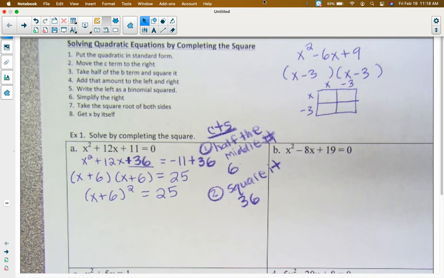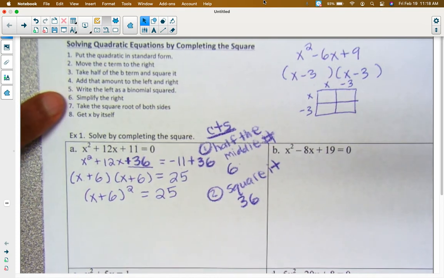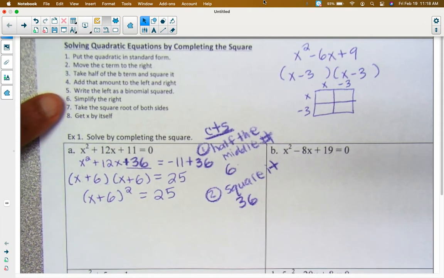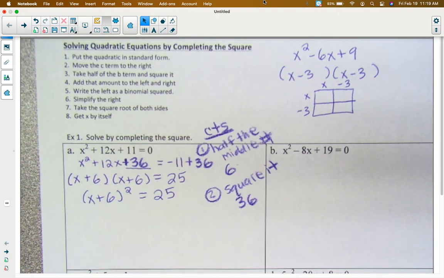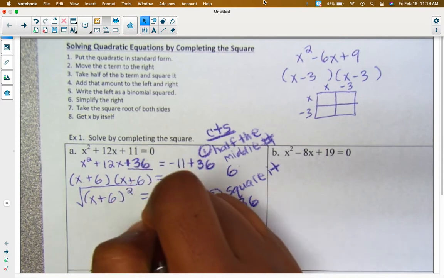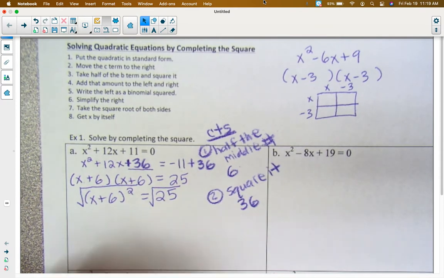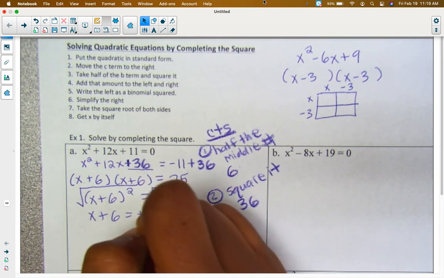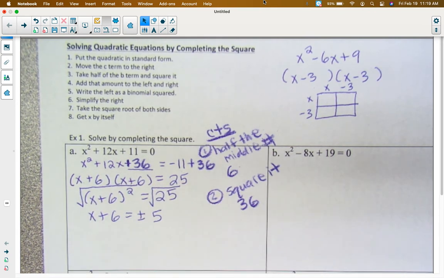All right. So we're on step 6. Simplify the left side. Actually, we've already done that. So simplify the left side. I can't do anything to it. It's already simplified. Step 7, take the square root of both sides. So we're going to take the square root. This gives me x plus 6 equals plus or minus 5.